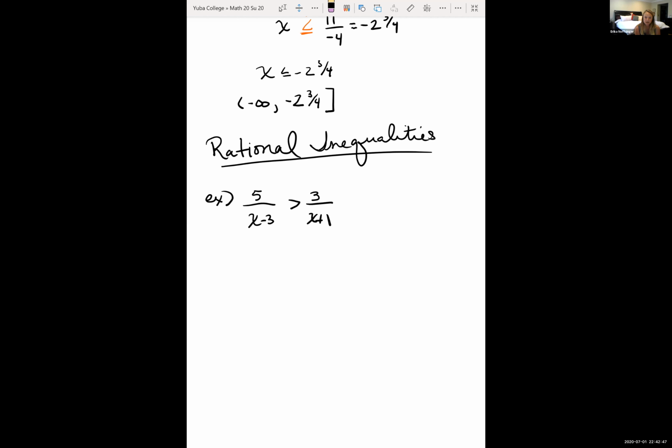So for rational inequalities, we want to get everything to one side of the inequality. Same sort of idea as when we were doing the non-linear polynomials, we were getting everything to one side of our inequality. So first step, which hopefully is review, you're going to get everything to one side and rewrite it as a single fraction.